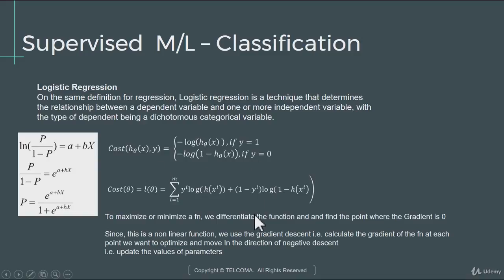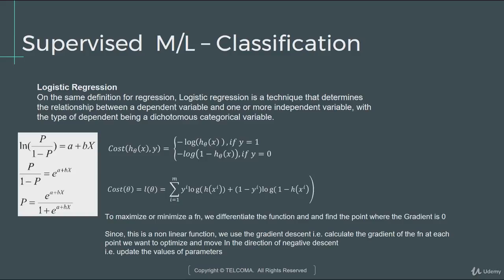Now when you optimize this, you actually optimize using a gradient function. You optimize this function and you find out the optimal parameter values that will go into the equation. So we'll have parameter values for A and B. Now the optimization is done by basically maximizing or minimizing a function. To do this, we differentiate the function and find the point where the gradient is 0. Since this is a nonlinear function, we use gradient descent. That is, we calculate the gradient of the function at a point we want to optimize, and then we move in the direction of the negative descent, and we update the value.